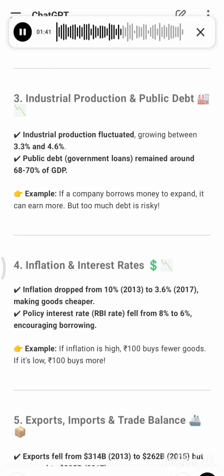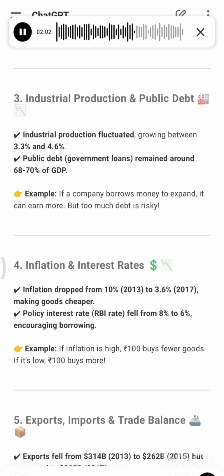4. Inflation and interest rates. Inflation dropped from 10% in 2013 to 3.6% in 2017, making goods cheaper. Policy interest rate, RBI rate, fell from 8% to 6%, encouraging borrowing. Example, if inflation is high, 100 buys fewer goods. If it's low, 100 buys more.